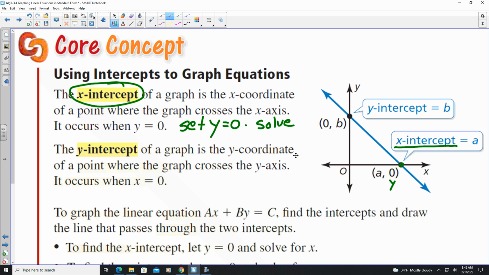Same thing goes for the y-intercept. The y-intercept is going to be located here, and if you notice, x is at 0. So just like what you did with the x-intercept, for the y-intercept you are now going to set x equal to 0, and then you're going to solve. You'll get y equals something, and then that will be your y-intercept.